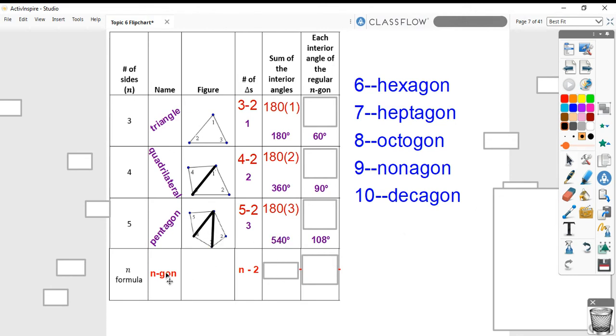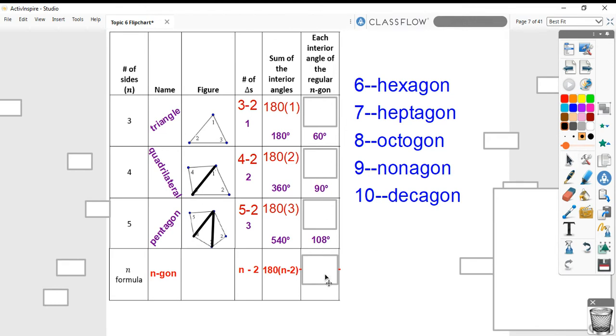Well, if you have a larger number than that, all you're going to do is take the number that's in this column and multiply it times 180. And that's what that right there is, 180 times n minus 2. That's the general formula for any number of sides.